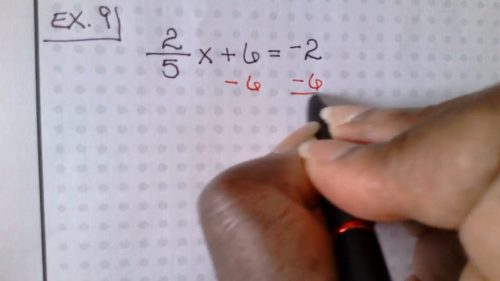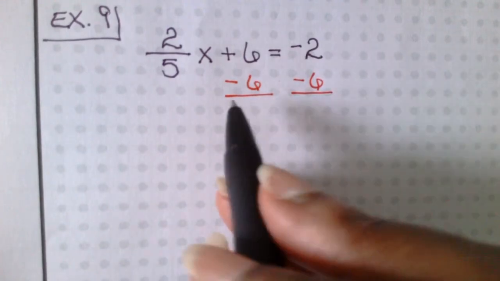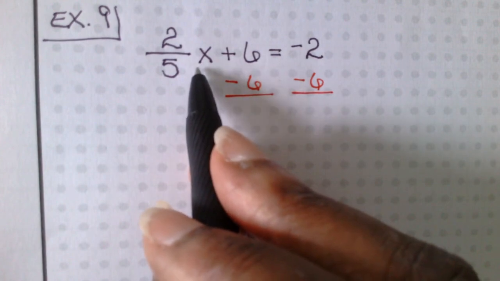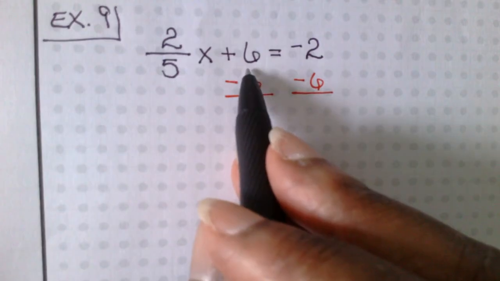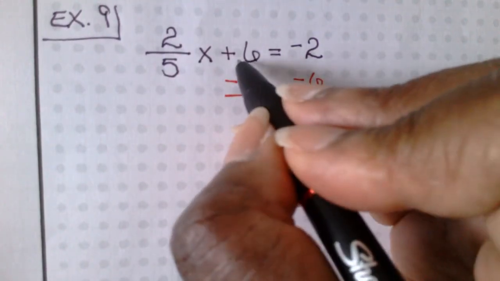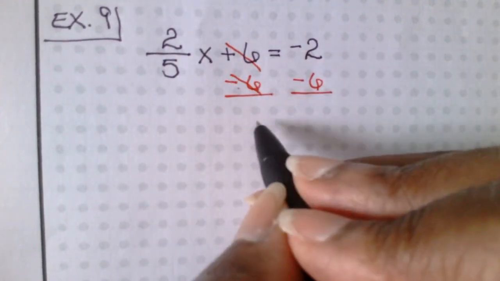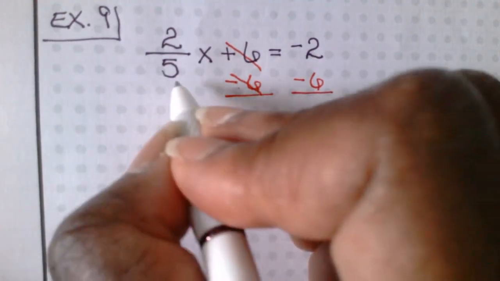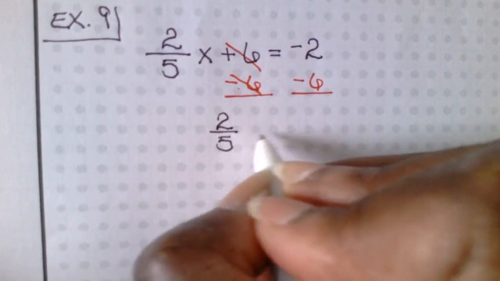Because I think this is what always, like, how do I start? Start with the number that has no association with the x. That might help you. Always start with what they call your constant. So start there. Because now we got a plus 6 and a minus 6. That cancels out to give me a 0. But I don't need the 0 because I still have this 2/5 x to bring down.